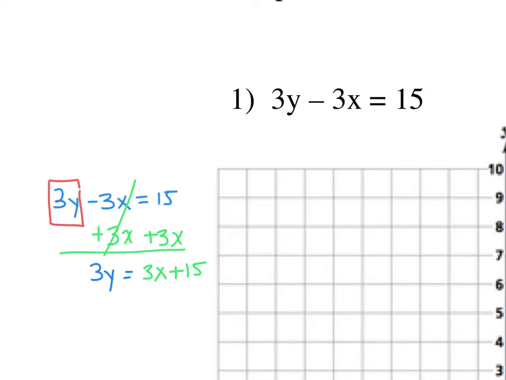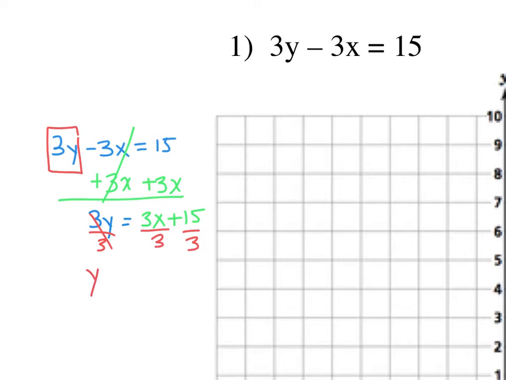Now I have to ask myself, how do I get rid of the number attached to my y? I'm going to divide everything by 3. So my 3's cancel, and I get y equals 3 divided by 3 is 1, so I have 1x plus 5. And that's the equation of the line you're graphing.